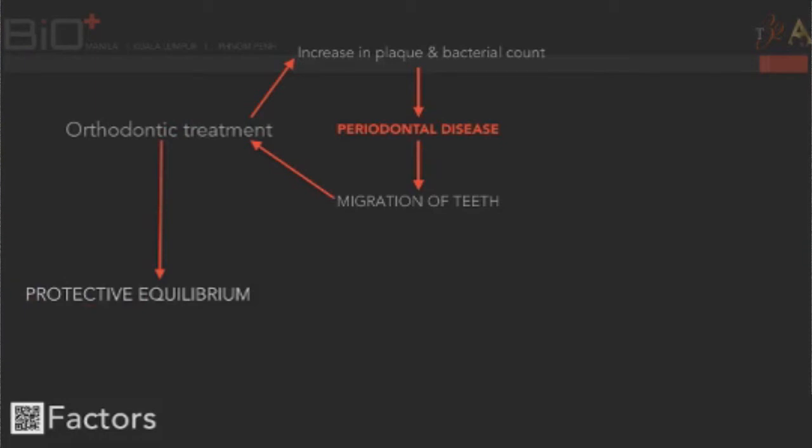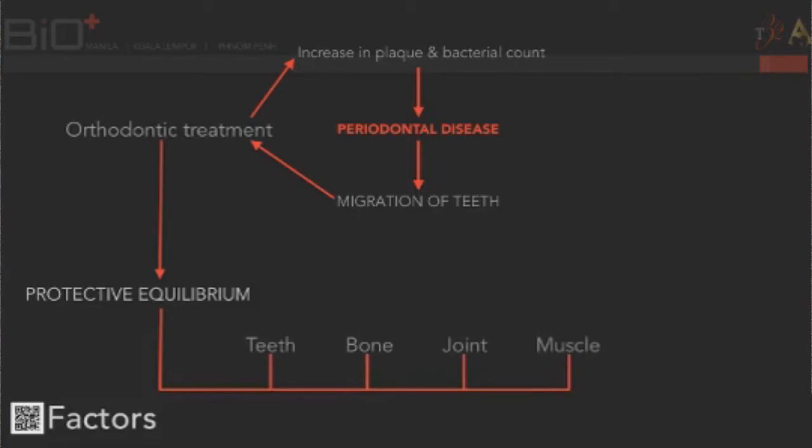So when it comes to periodontal disease patients, we can't just treat them aesthetically. More importantly, we have to treat them functionally, okay? So we have to provide good balance between the teeth, the bone, the joint, and the muscles, okay? And once all of these are in protective equilibrium, the effect is that these treated patients maintain better hygiene. Now this one is post-ortho, okay?